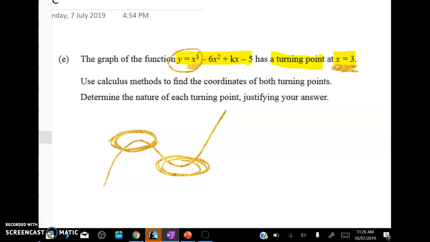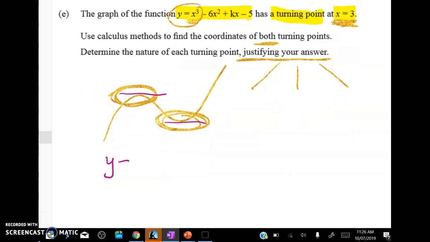We have to use calculus methods to find the coordinates of both the turning points, and then we have to determine their nature, justifying our answer. There are 3 methods to do this, and in this video I'm going to go through all 3 of them, even though you just have to do one. So the first thing to do is to say, well, what do I know about a turning point? Well, a turning point happens when the gradient is equal to 0.